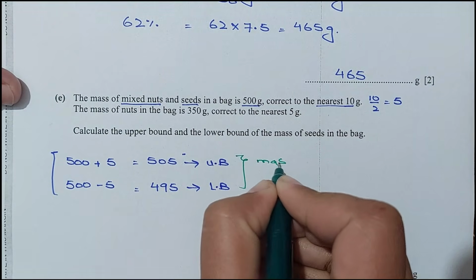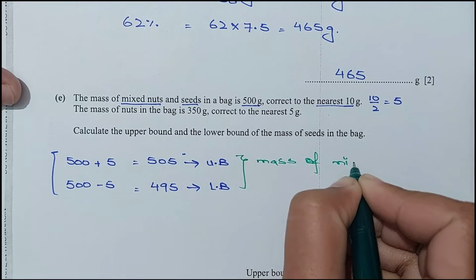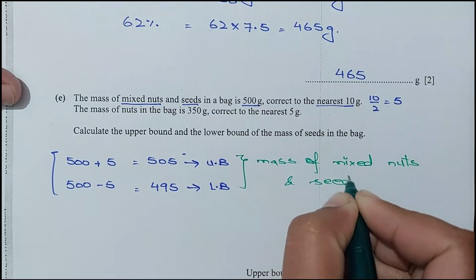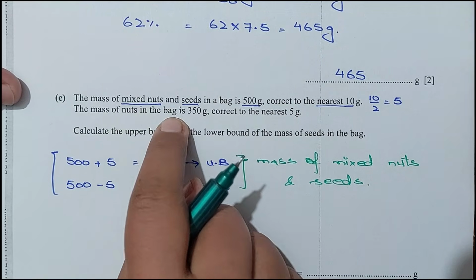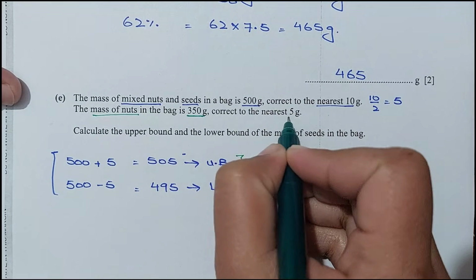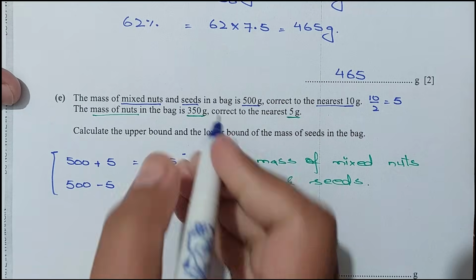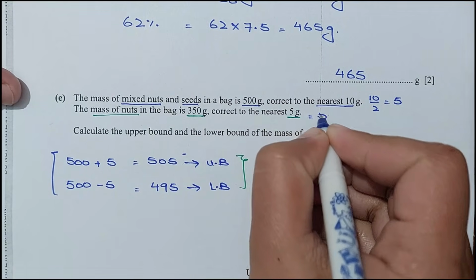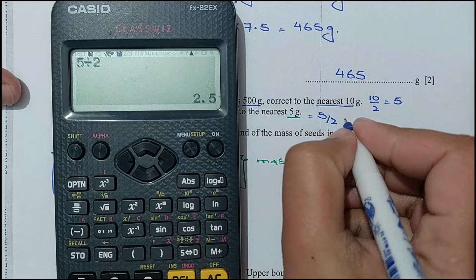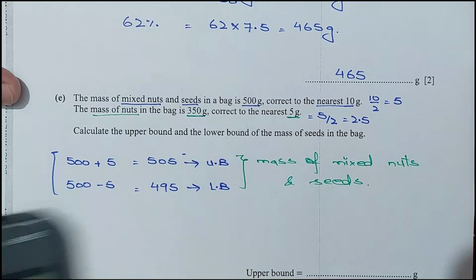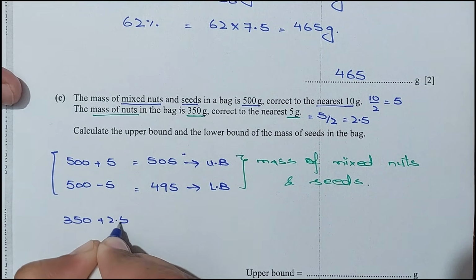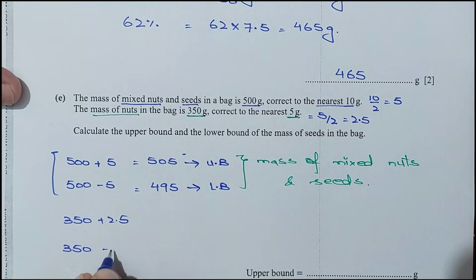This is for the mass of mixed nuts and seeds. All right, the mass of nuts in a bag is 350 grams, correct to the nearest 5 grams. Again, both have the same unit, so we have to do 5 divided by 2. What is 5 divided by 2? 2.5. Yes, so we have to add and subtract 2.5 basically. So for this we have to do 350 add 2.5 and 350 subtract 2.5.